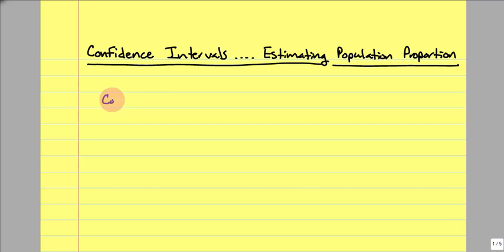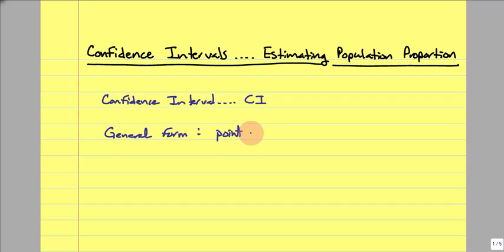When we talk about confidence intervals, basically what we're trying to get at is estimating the true population value. For a confidence interval, we usually abbreviate it as CI. This is probably the last time we'll ever write out confidence interval. So here's CI. The general form for any confidence interval is going to be my point estimate plus or minus my margin of error.